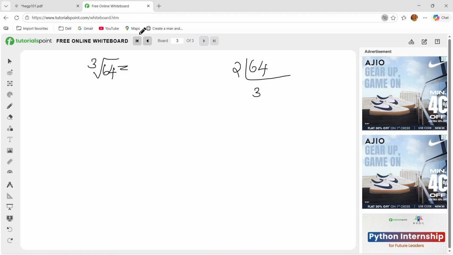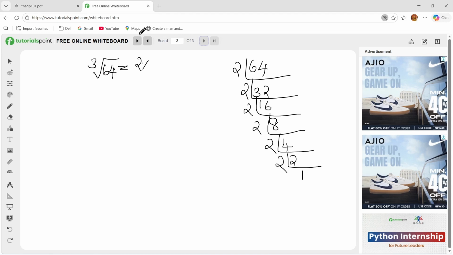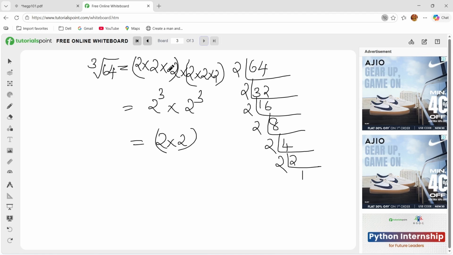2, 3, 2, 6, 2, 1, 6, 2, 8, 2, 4, 2, 2, 1. So how many 2s are there? 1, 2, 3, 4, 5, 6. Right? This is 2 cube times 2 cube. That is equal to 2 times 2 whole cube. That is equal to 4 cube. So cube root of 64 is equal to 4 is the answer.